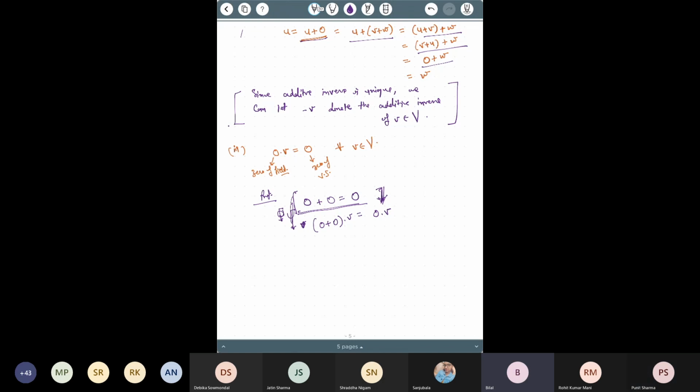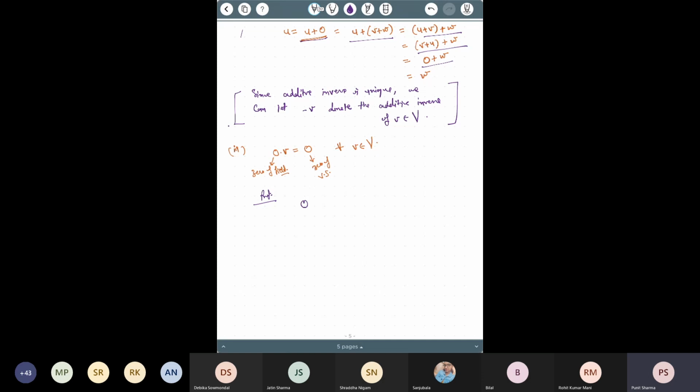Sir, next time if we write 0.0 plus 0.0 equal to 0.0, then by the left cancellation law. Yeah, I understand what you are saying, but the way you have started is not correct. If you look at 0 plus 0 equal to 0, and then multiply with a vector v, then in the right hand side you are actually using the fact which you are trying to prove. So what you should do is that you want to prove 0 dot v equal to 0.